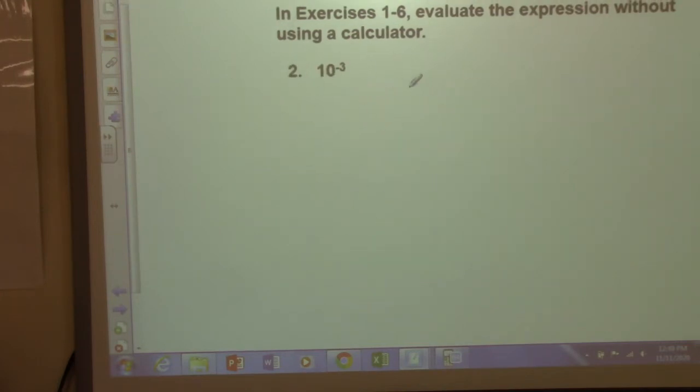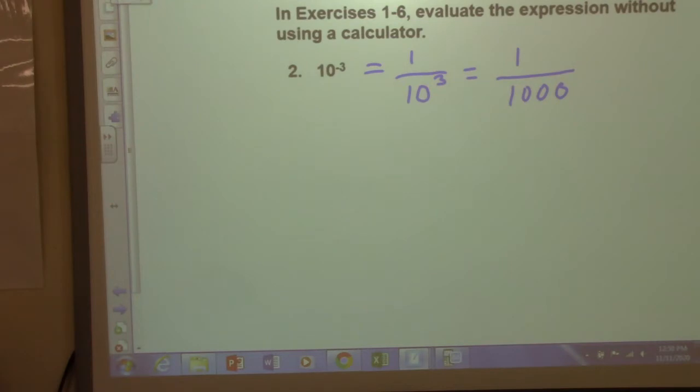This one here, you could change it to 10 to the 3rd under 1. That goes to 1,000. So 1/1000. Okay, that makes sense?